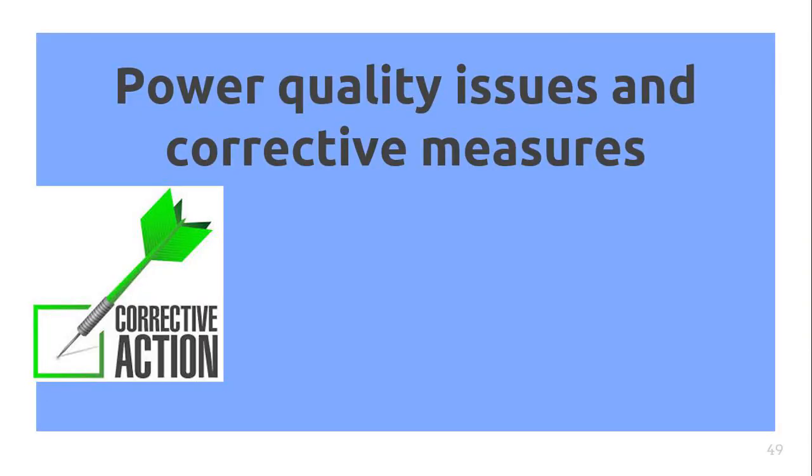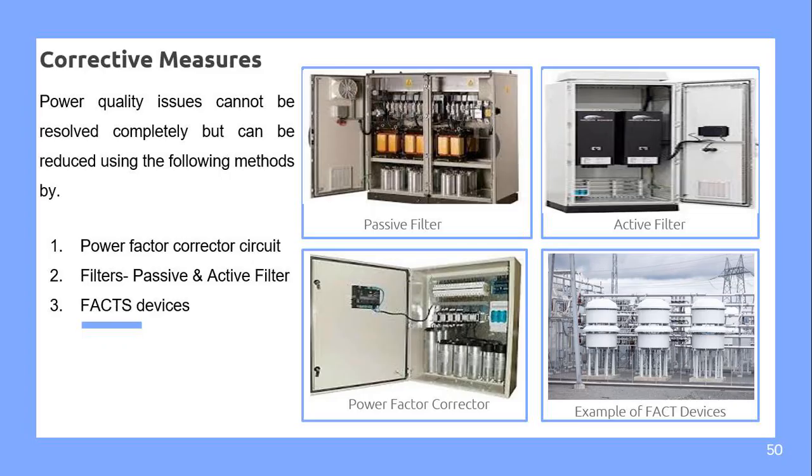Now, power quality issues and corrective measures. How do we decide which type of corrective measures to take? Power quality issues cannot be resolved completely but can be reduced using the following methods: power factor correcting circuits, filters, active and passive, and FACTS devices.